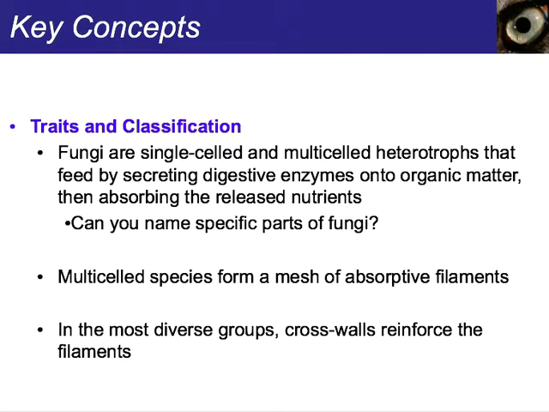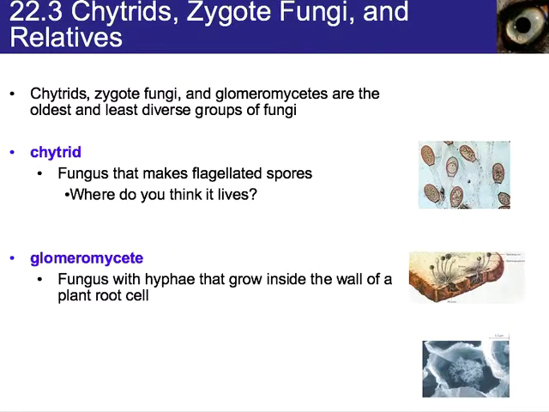So fungi are single-celled and multi-celled heterotrophs that feed by secreting digestive enzymes onto organic matter and then absorbing the released nutrients. You should be able to know the differences between hypha and mycelium, and know that they produce spores. So the first group of fungi that we're going to talk about are chytrids, zygote fungi, and their relatives. Chytrids, zygote fungi, and glomeromycetes are the oldest and least diverse groups of fungi.